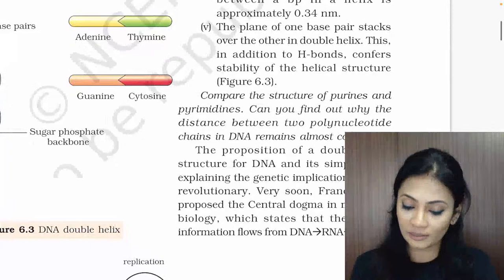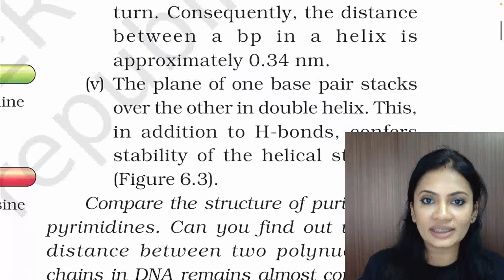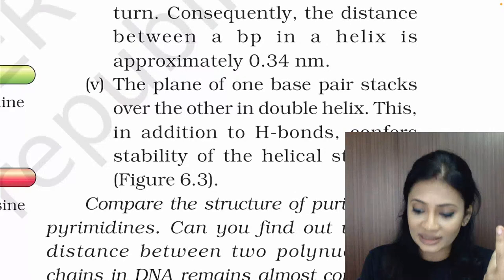Right class? Alright. So, consequently, we see that the distance between two base pairs in a helix is how much? The distance between two base pairs is 0.34 nanometers.